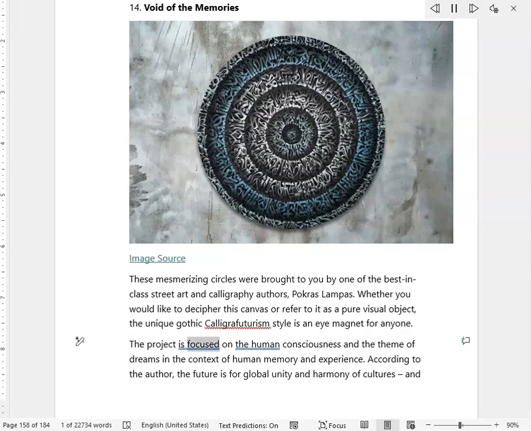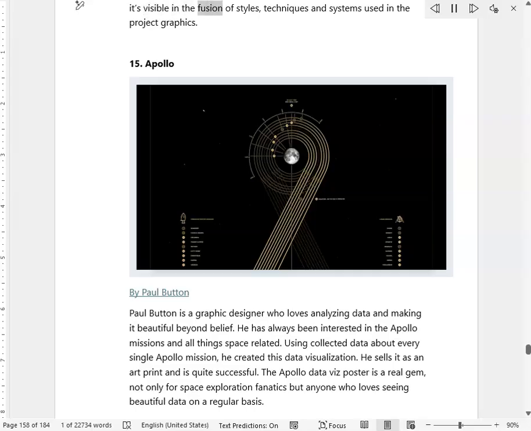The project is focused on the human consciousness and the theme of dreams in the context of human memory and experience. According to the author, the future is for global unity and harmony of cultures, and it's visible in the fusion of styles, techniques, and systems used in the project graphics.